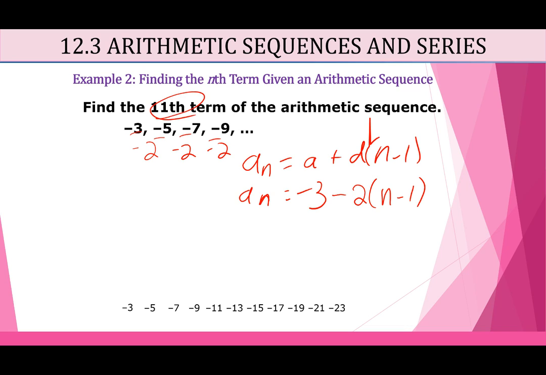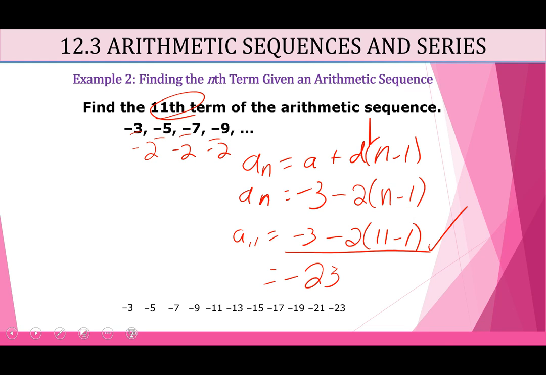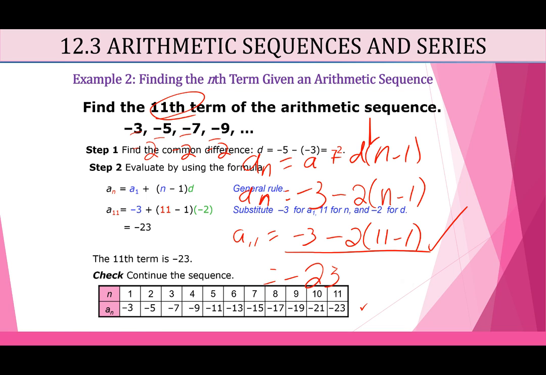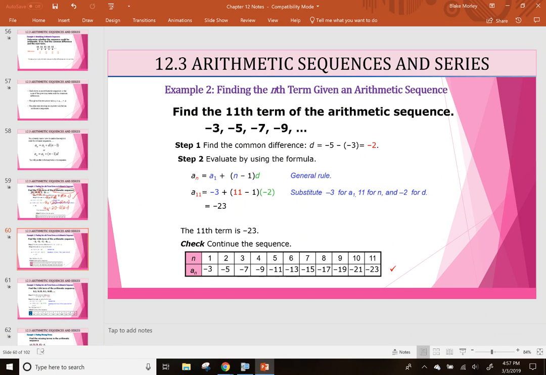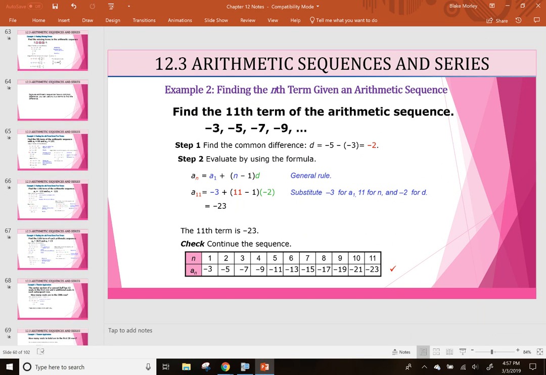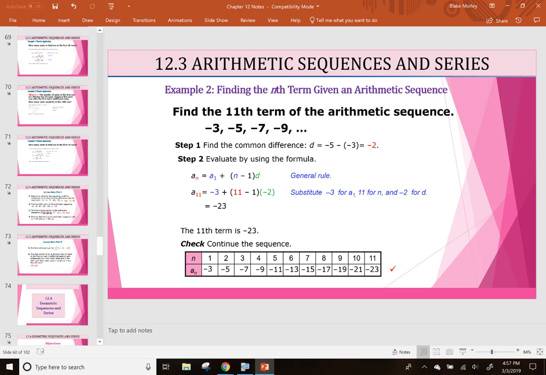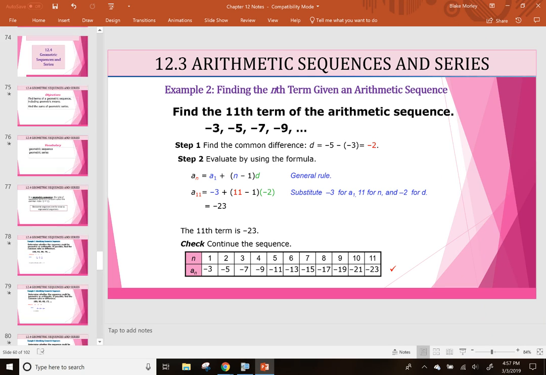So if I'm looking for the 11th term, then my 11th term is going to be equal to negative 3 minus 2 times 11 minus 1. So again, I would just type this in my calculator, and I believe that's going to be negative 23. So our 11th term is negative 23. Now this process works as well for the geometric sequence. So let me see if I can skip ahead and find a couple of those.